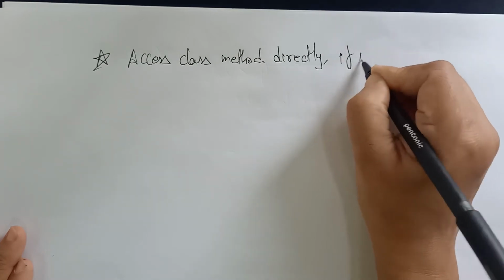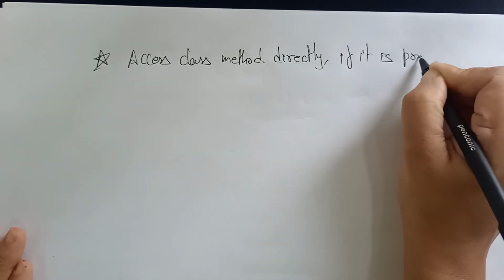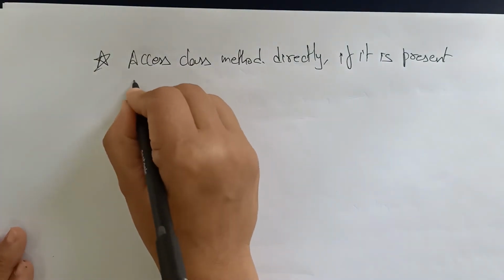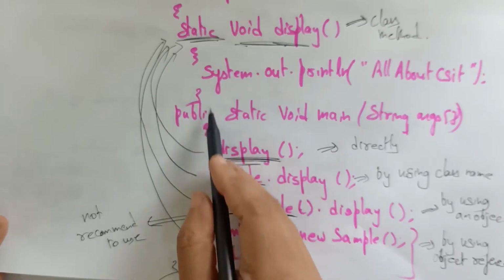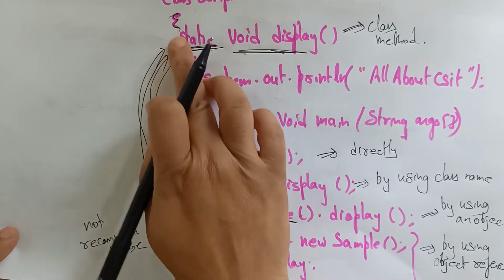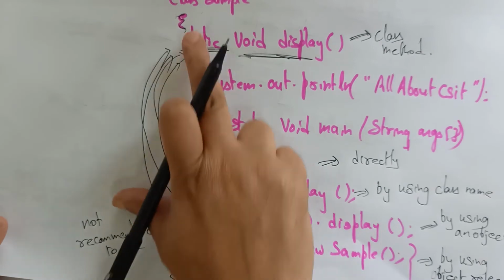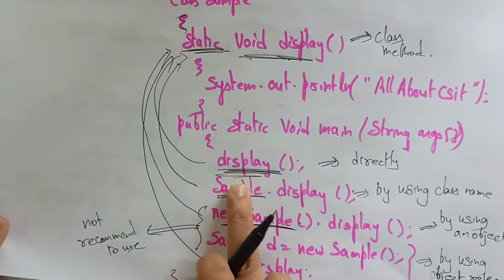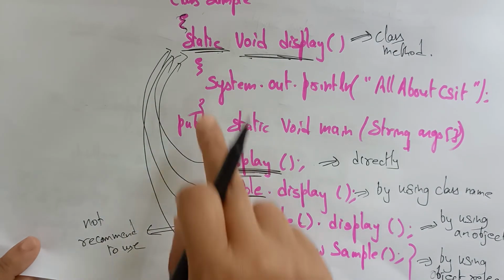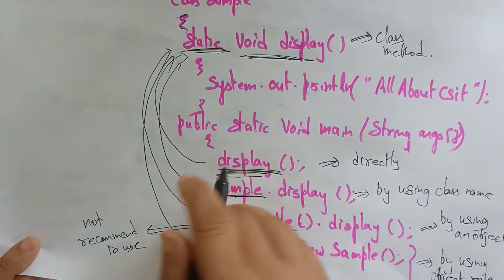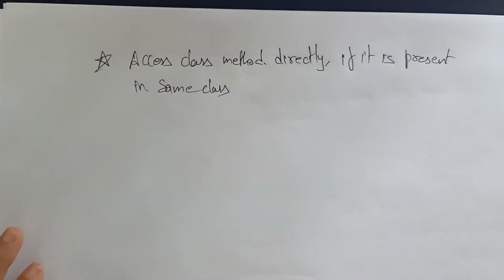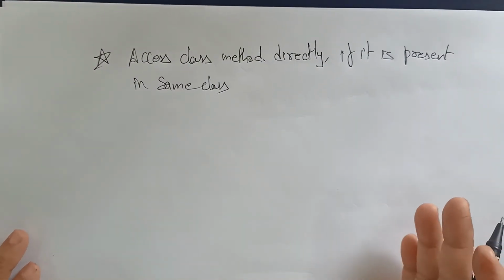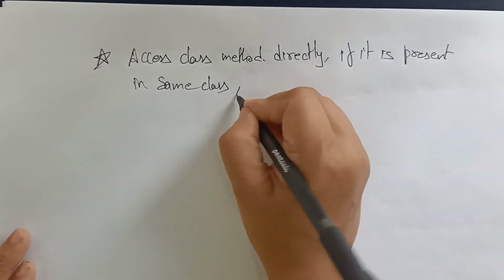Access class method directly if it is present in the same class. Remember, students, if it is present in the same class, you can access directly. So is it present in the same class or not? I didn't close this class. I opened the class, but I didn't close this class. Before closing this class only, I access display. See here I close the class. So within the class, you can directly call the method. Remember, the class method you can call directly if it is present in the same class.